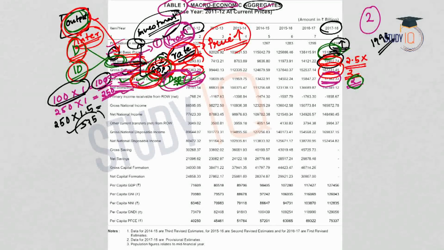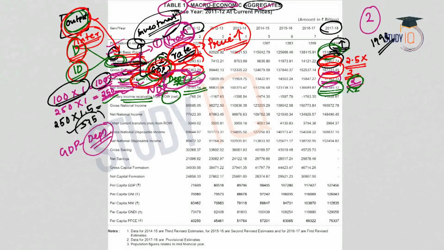Next one is the net domestic product or the NDP. NDP means GDP minus depreciation. So when you deduct depreciation from the gross domestic product, we will get net domestic product. So net domestic product has also increased. It has also doubled.